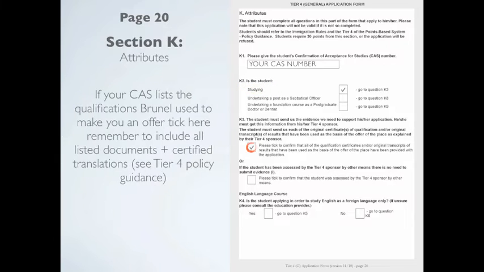K3. If the CAS statement shows details of the qualifications used to obtain your offer, then you must tick the first box and make sure to enclose the original certificates or transcripts mentioned. If these are not in English, then you must also enclose certified translations of these documents. Check the Tier 4 policy guidance to ensure the translations are acceptable.